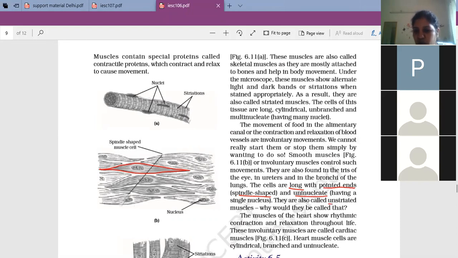They are also called unstriated because they do not have striations on them. Just like here dark and light bands are there, the striations are not seen in these muscles. Therefore these are also called unstriated muscles.